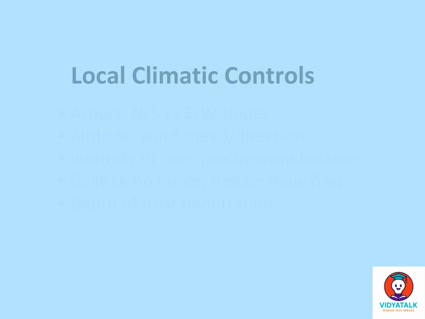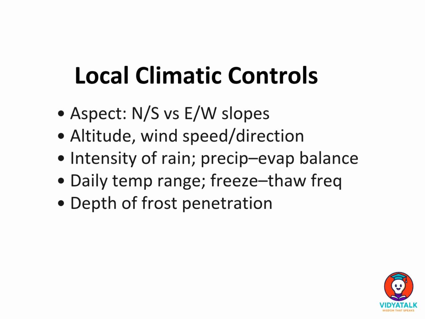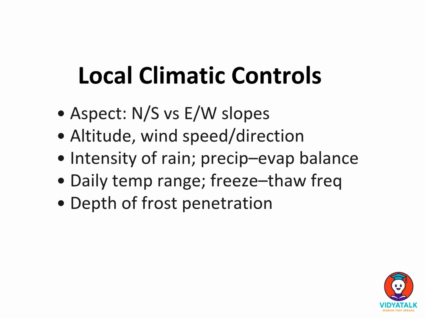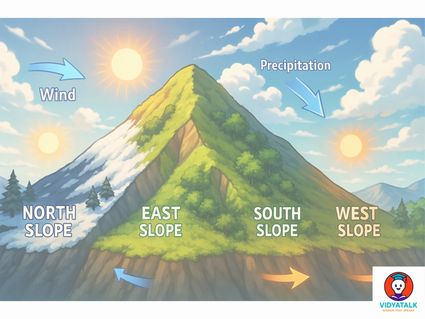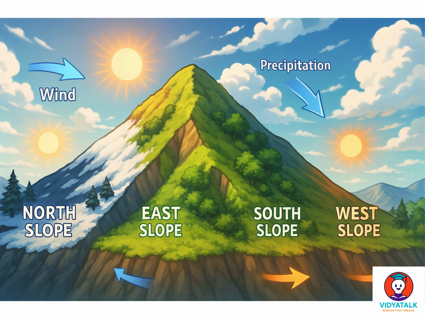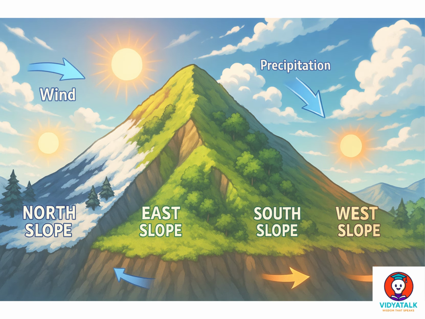Local climatic controls. Even within one climate, processes vary with slope aspect, north-south versus east-west, altitude, wind velocity and direction, intensity of precipitation, the precipitation-evaporation relationship, daily temperature range, how often freezing and thawing occur, and the depth of frost penetration.